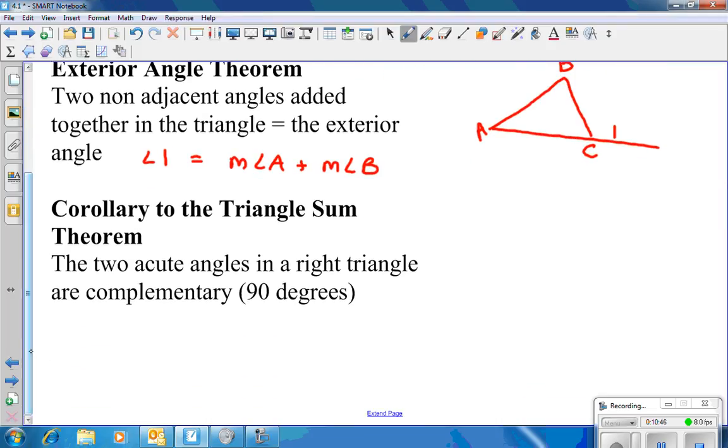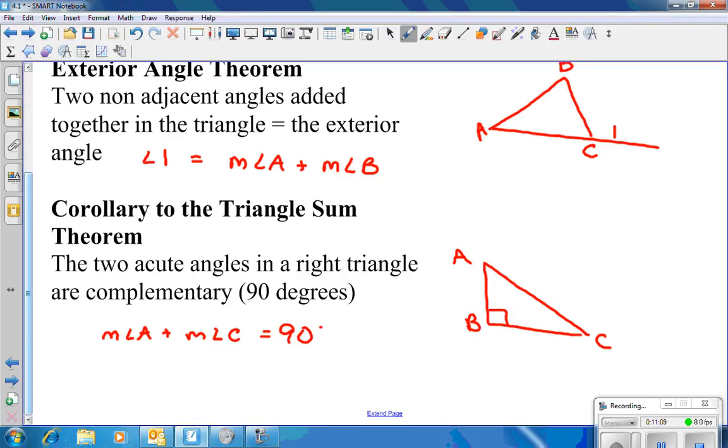The last part says this: two acute angles in a right triangle are complementary. So it means this. If you have a right triangle, then you can add the measure of angle A plus the measure of angle C, and it will always equal 90 degrees. Always, in a right triangle. The other two angles that are not the 90-degree angle will always add up to be 90 degrees. Just saves you some time when you're doing problems quickly.